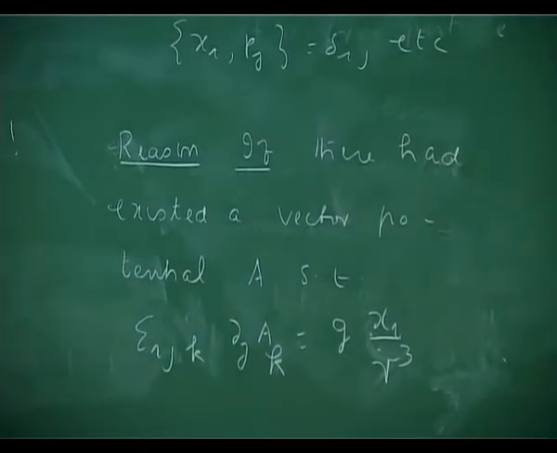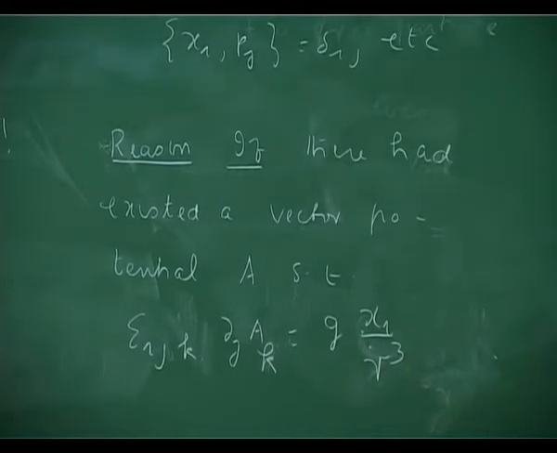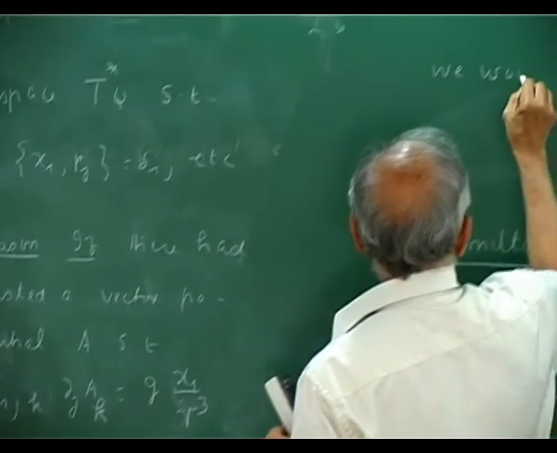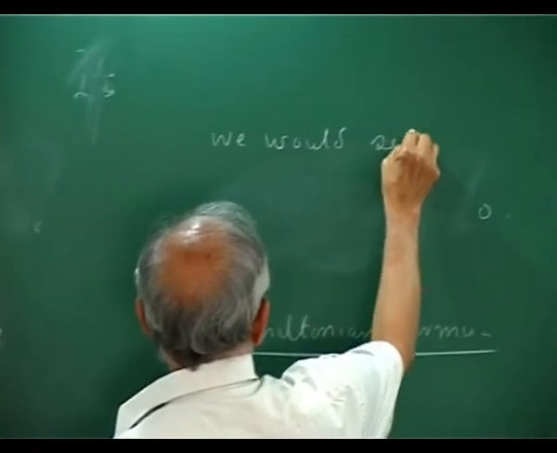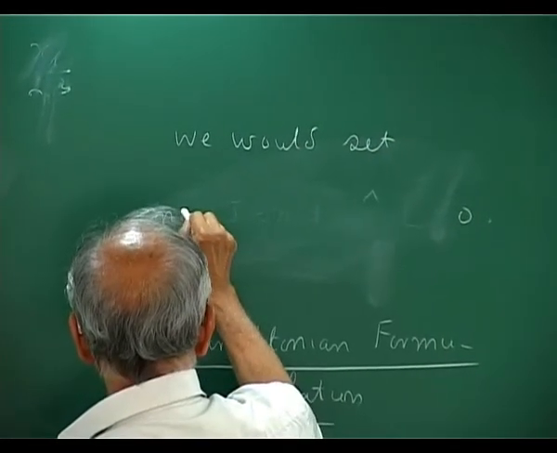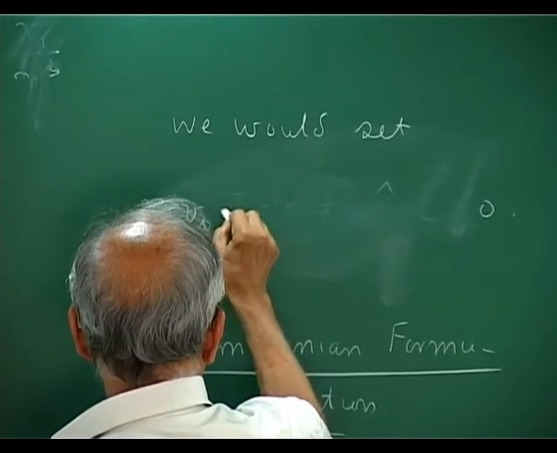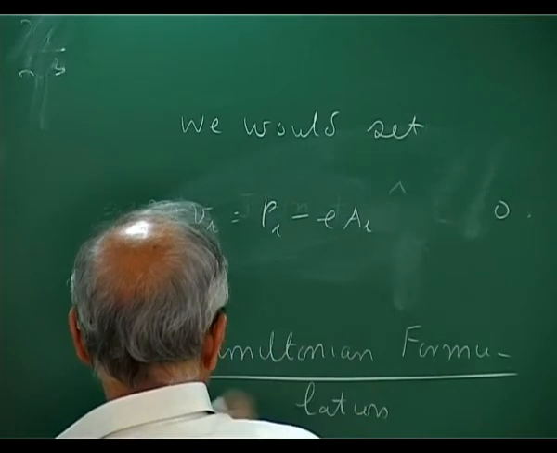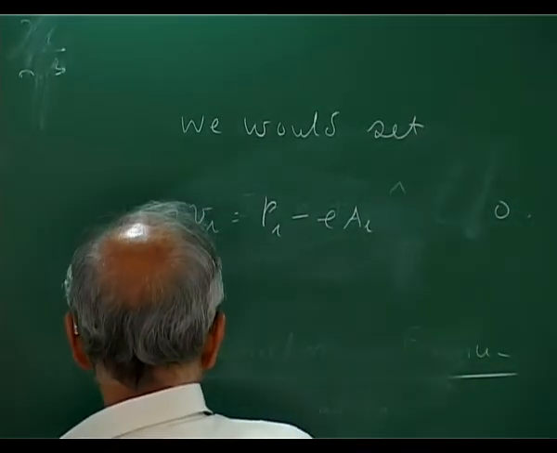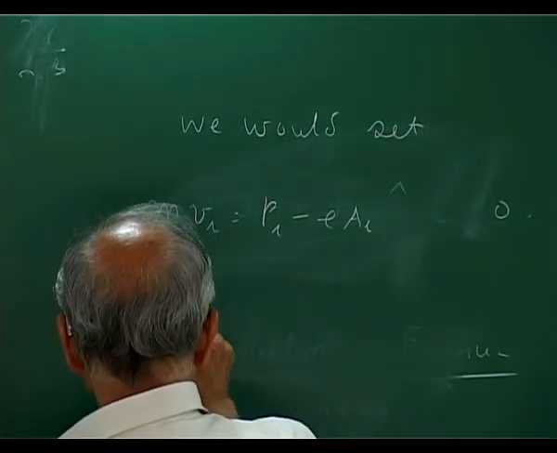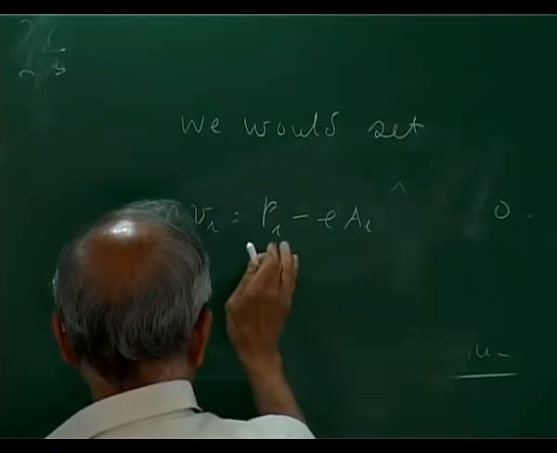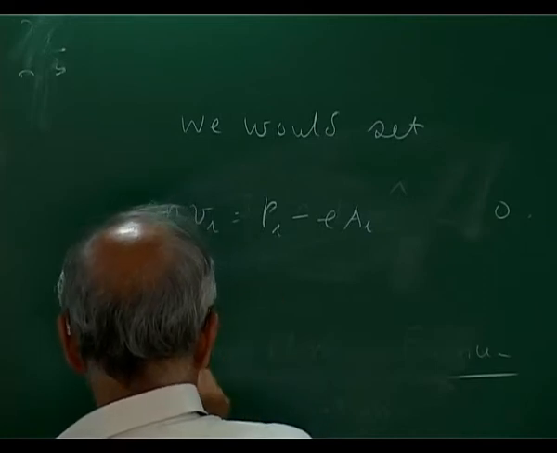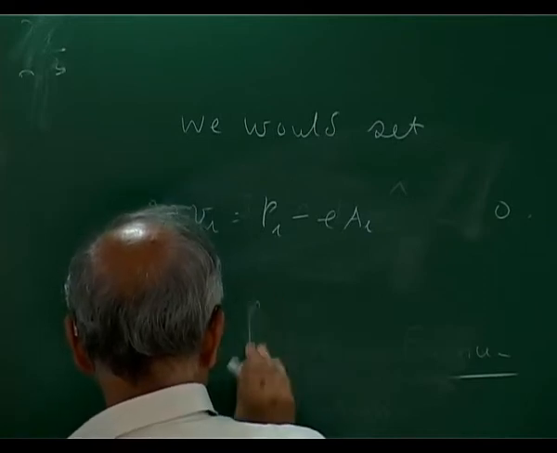If it had existed, then I could have solved the problem. We would set mass times the velocity as pi minus eAi and find, right, these pi's will commute, no, and find the pi.